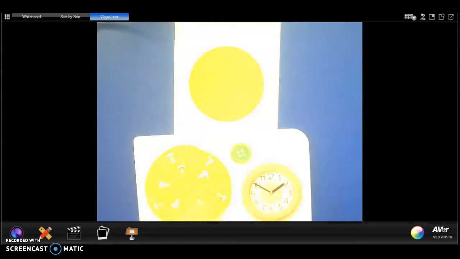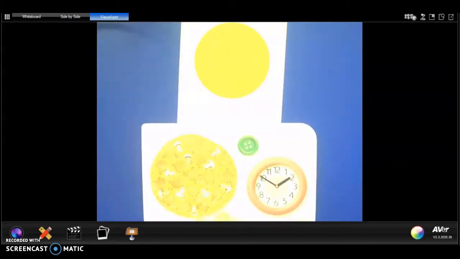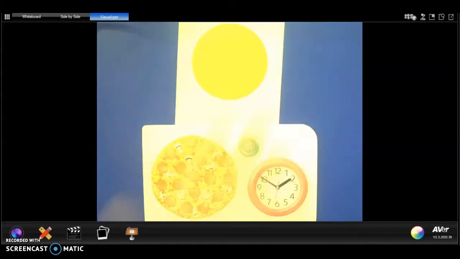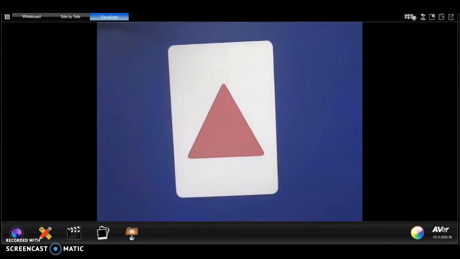Today I want to focus on, yesterday we talked about the circle. You remember? We saw the circle and all the things that are in the shape of a circle. All the things that could be in our house or around us. And so we focused on the circle yesterday, and today I want to talk about the triangle. There's a lot of things around us in our house, outside, in the store that are shaped like a triangle.